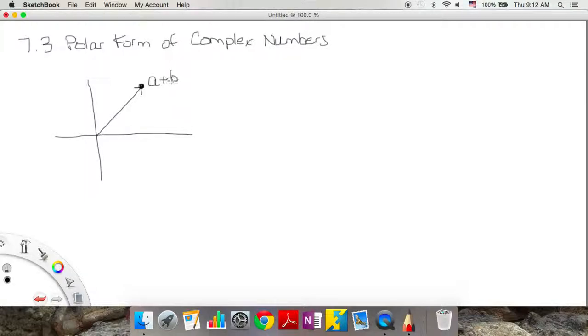So we end at the terminal point a plus bi, and we said it had a modulus, which is the length of the vector, the magnitude of the vector, which was r, and an argument, which is the direction of it, which is theta. And we remember that we used our a and b, our real part and our imaginary part, to calculate the modulus and to calculate the argument. And this is what we came up with.